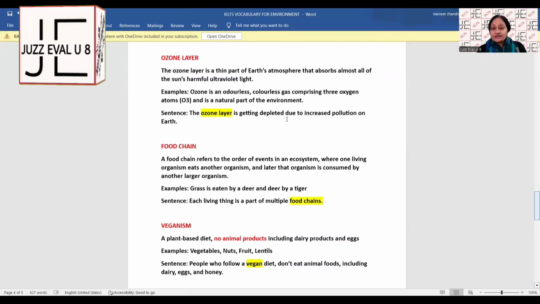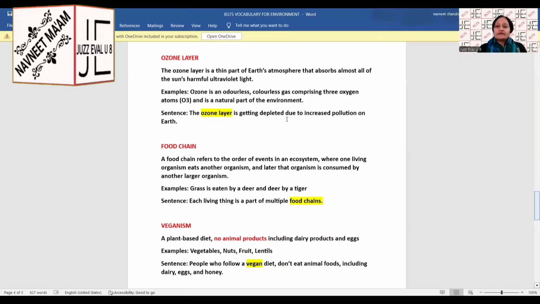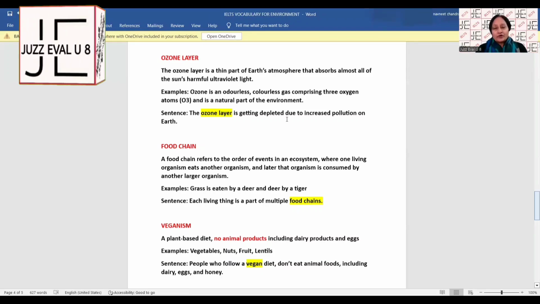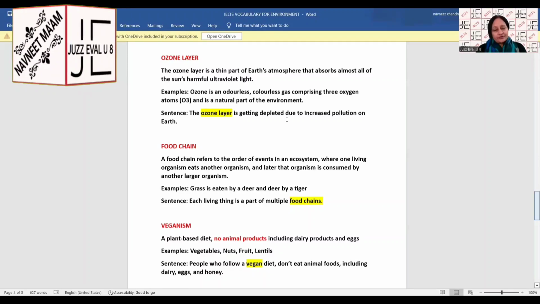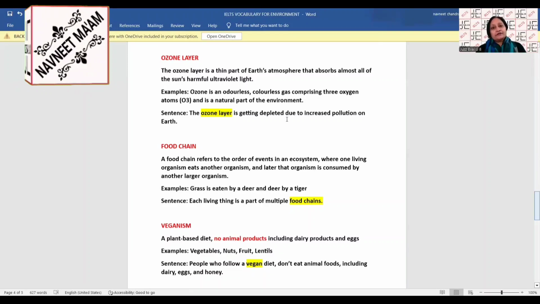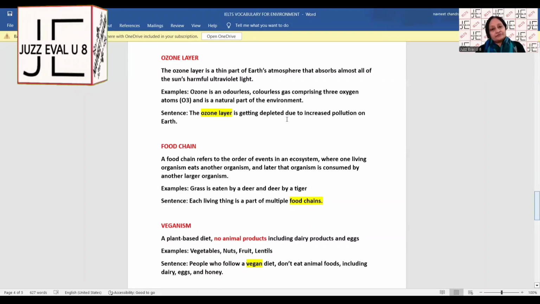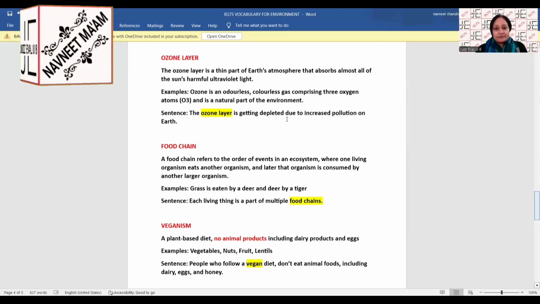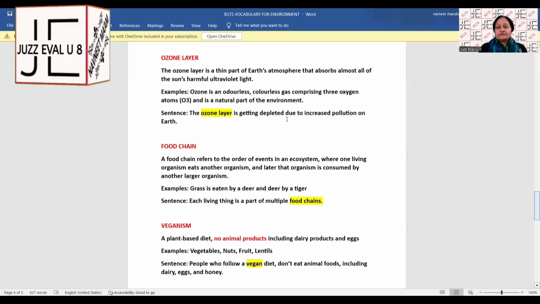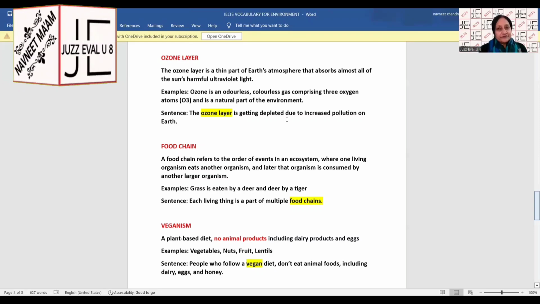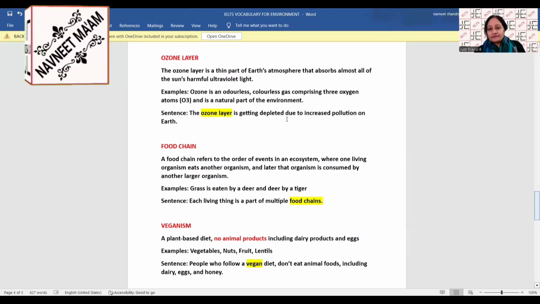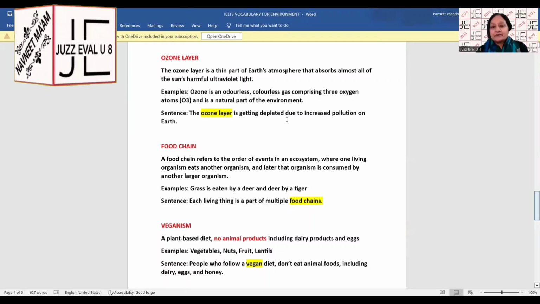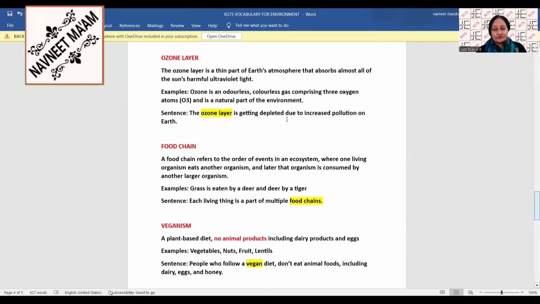Next is the food chain. Food chain is a linear event where one organism becomes the food for the other, and then this organism becomes the food for the next, and so the chain continues. For example, you see grass is eaten by a deer, and then that deer is eaten by a tiger. So each living thing is a part of multiple food chains.